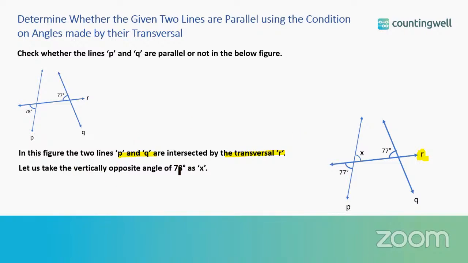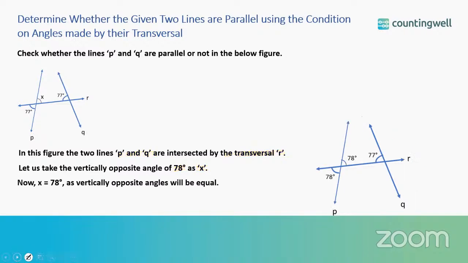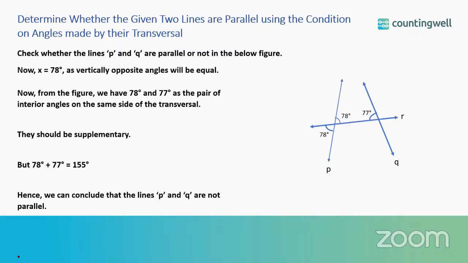So let us take the vertically opposite angle of 78 degrees as x. Here we have 78 degrees and the vertically opposite angle to 78 degrees is x. As we know vertically opposite angles are equal, so here we have 78 degrees and here we can see it is 77 degrees.